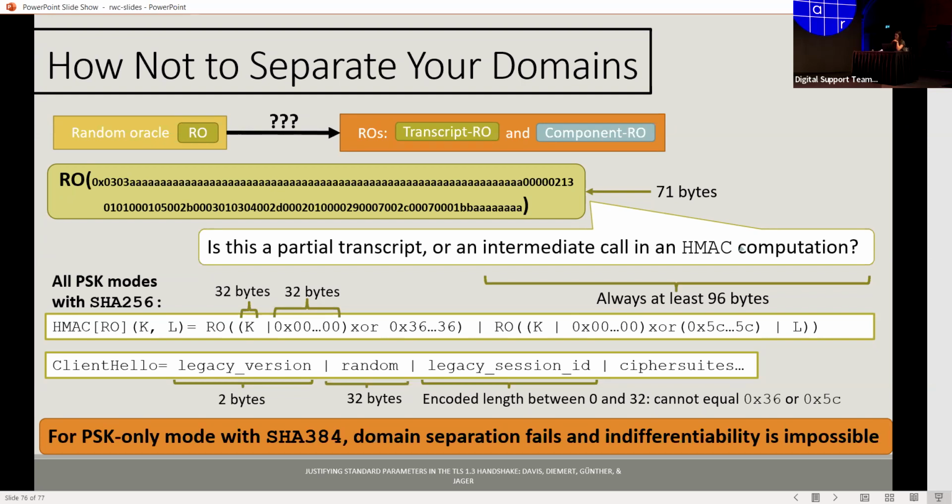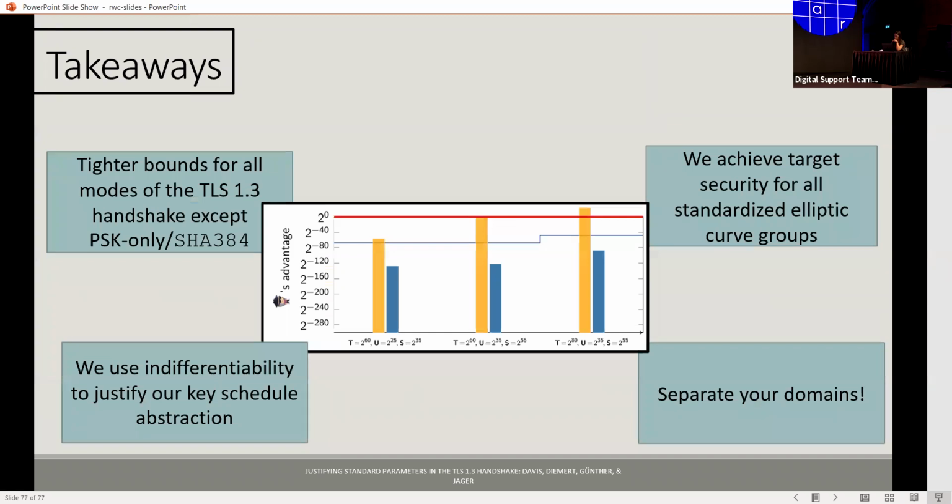We do give proposals for potential domain separation fixes for protocols like TLS that use a hash function in HMAC and in other places. And we hope that this will allow us to eventually give this type of tighter bound for all modes.